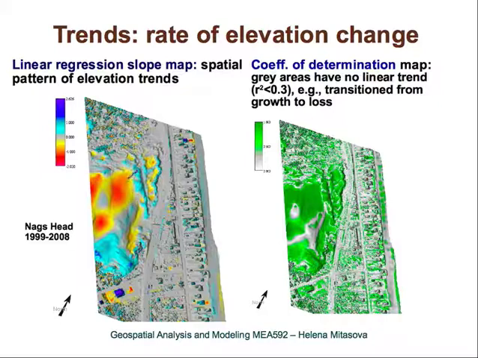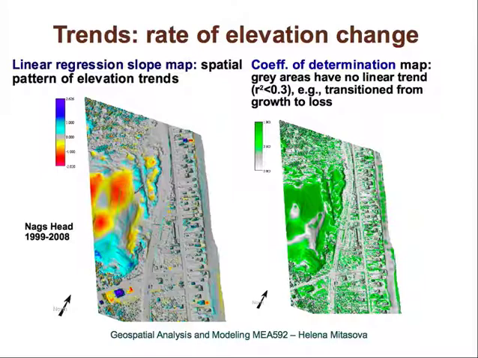So for example, we can see then that on this side, the dune has been losing elevation at a pretty high rate. On this side, the dune has been gaining elevation at a pretty high rate. And this is in accordance with the time of maximum map. As you can remember, we have seen that the maximum has moved from this area south into this area. And here we have it mapped in great spatial detail as a rate of change.